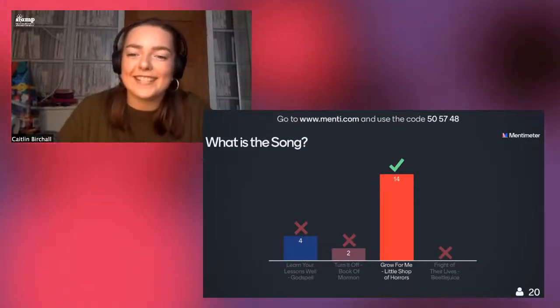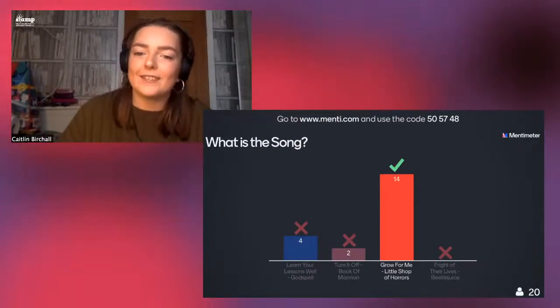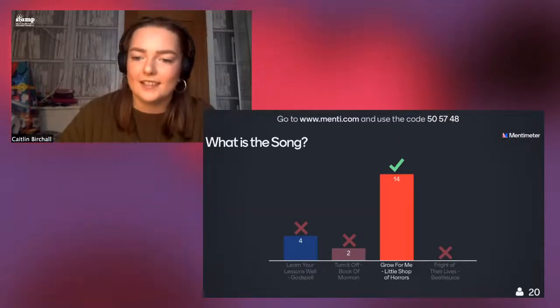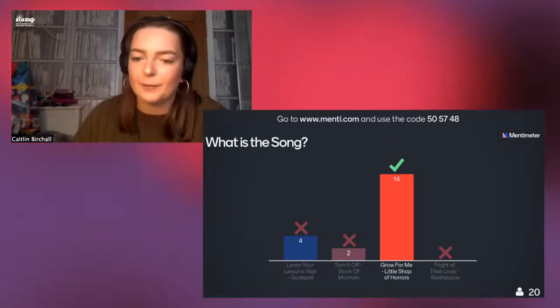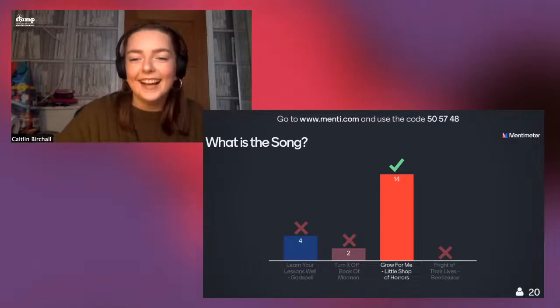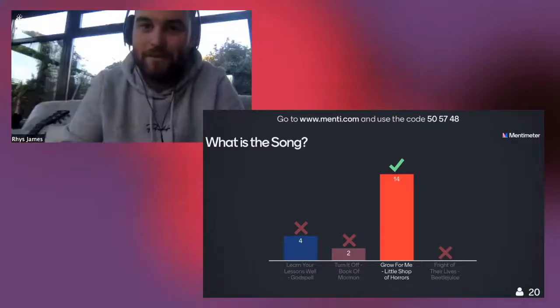But 14 people went for Grow For Me from Little Shop of Horrors. I actually got my plant out and started dancing with it just there, but then I realised that I was probably giving the answer away slightly, so I put that away. 4 people for Learn Your Lessons Well from Godspell. I'm not going to lie, I wrote this, and I thought Learn Your Lessons Well was a song from Godspell, and it turns out it is, but I was just guessing the whole time, so it could have been absolutely wrong there.